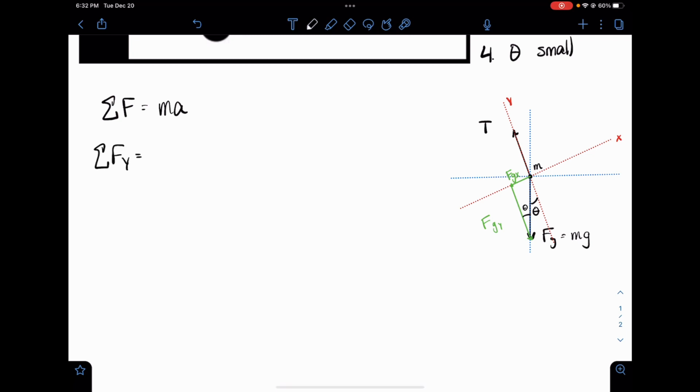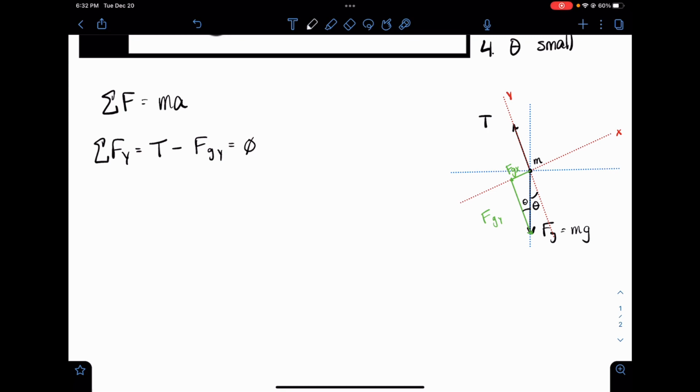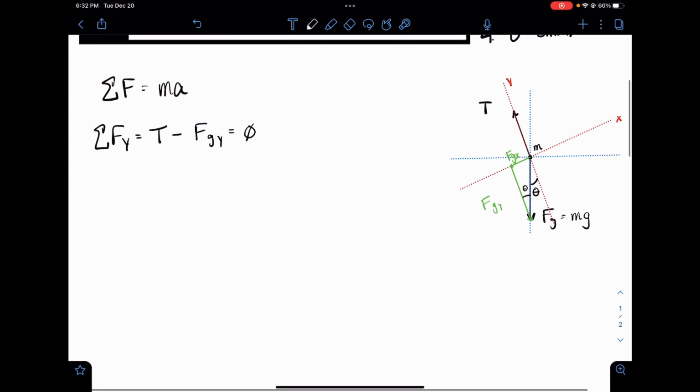I know the sum of our forces in those y directions equals, if we say positive is upwards, tension minus just the component of gravity in the y direction. And that's going to equal 0 because there's no acceleration away from or towards the focal point. And so we know that tension is always going to equal the force due to gravity in the y direction.